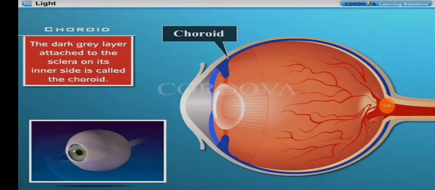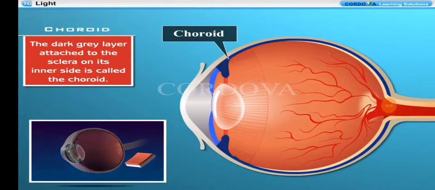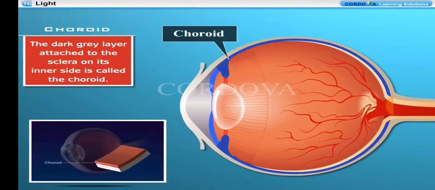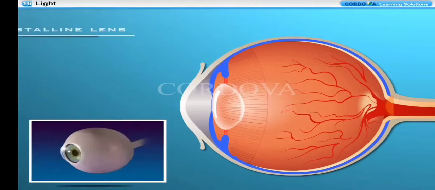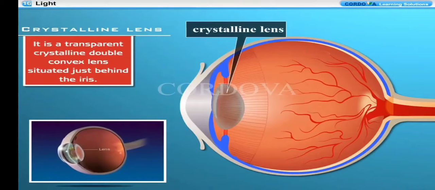Choroid. The dark gray layer attached to the sclera on its inner side is called the choroid. It is richly supplied with blood vessels. It darkens the eye from inside and hence prevents any internal reflection. Crystalline lens. It is a transparent crystalline biconvex lens situated just behind the iris. It is held in its position with the help of ciliary muscles.